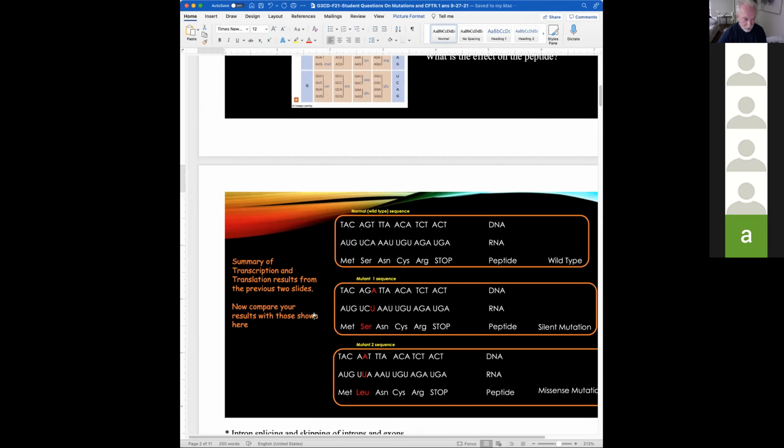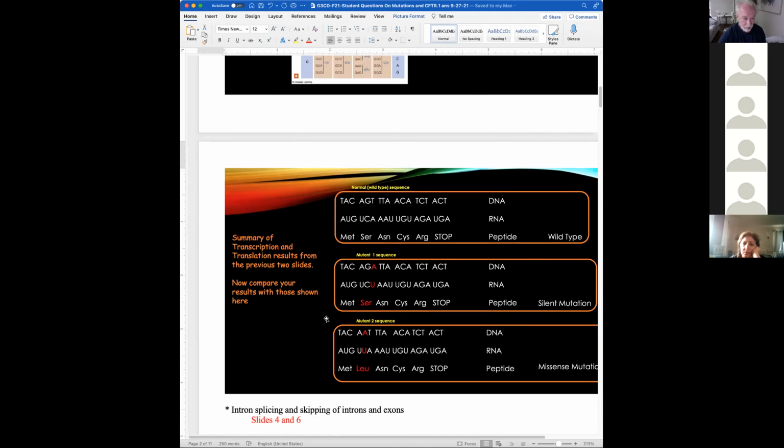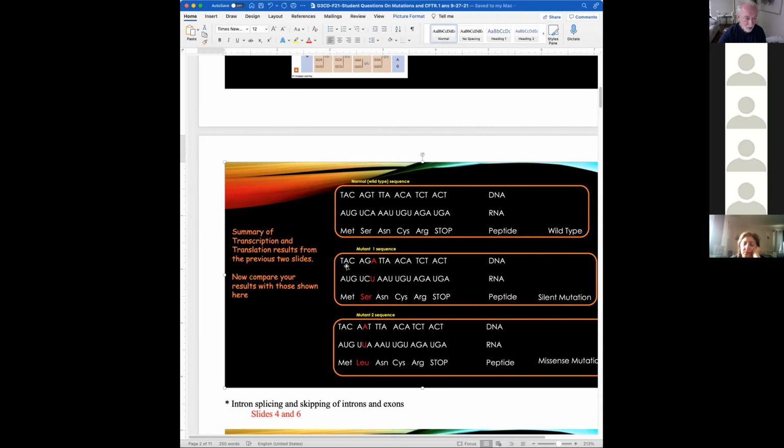So that's wild type. If we go to the first mutant sequence, the first codon in DNA is unchanged. It's TAC, same as in the wild type. The second one is different. So wild type is AGT, the mutant is AGA.